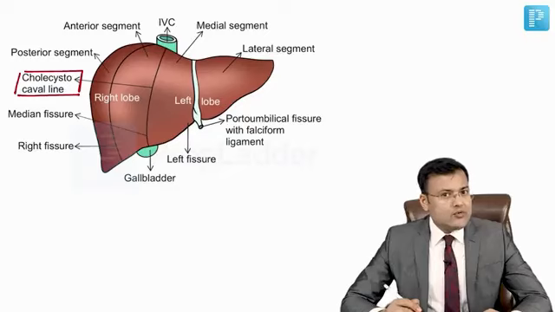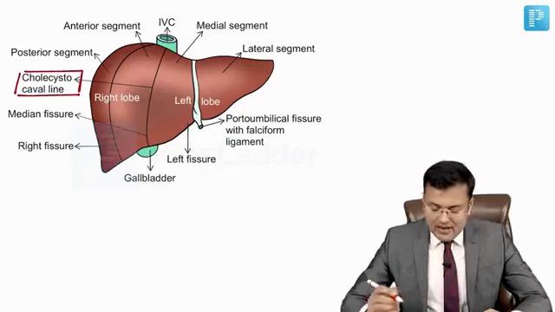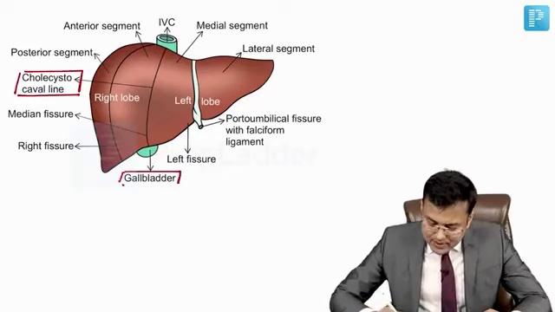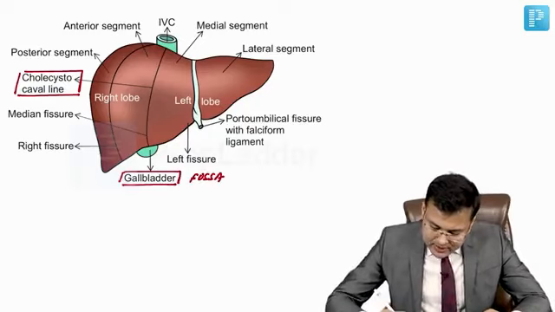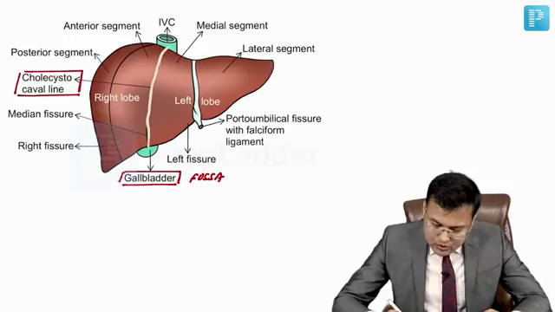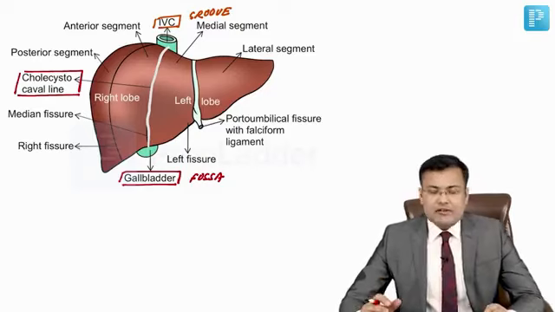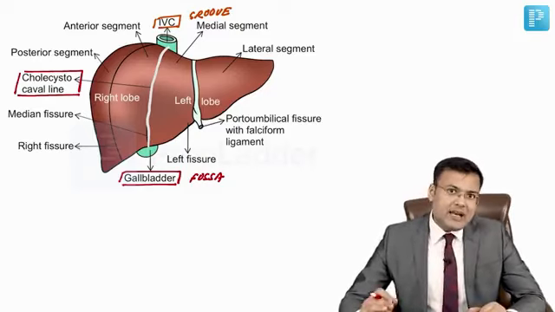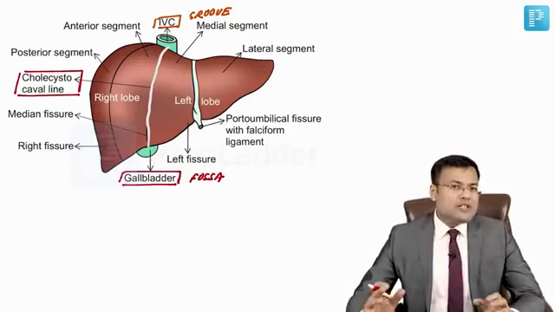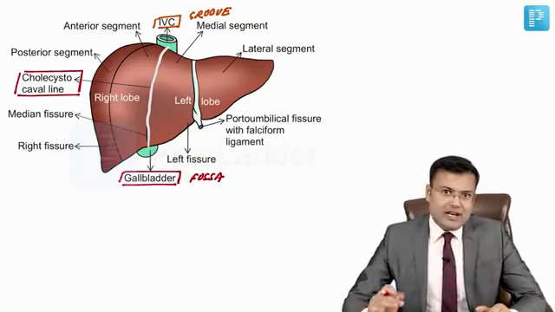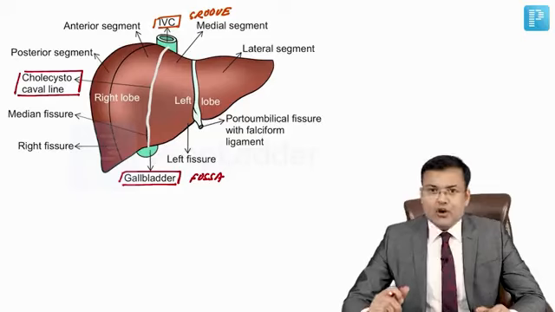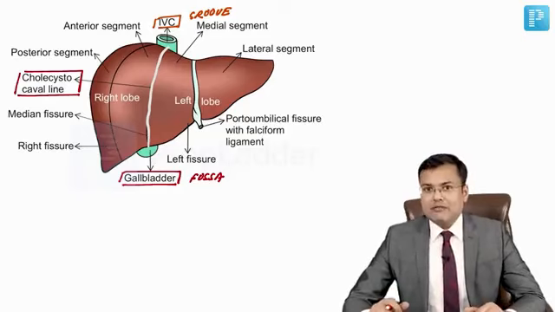So this cholecystovena caval line is an imaginary line and it passes from gallbladder fossa. Here you can see it passes from gallbladder fossa and it goes to the groove for IVC. Clear? So the functional division of liver into two halves is done by an imaginary line known as cholecystocaval line, which passes from gallbladder fossa to the groove for IVC.